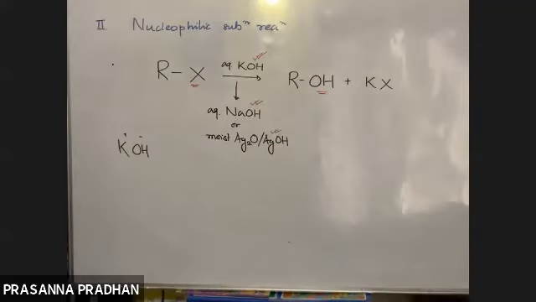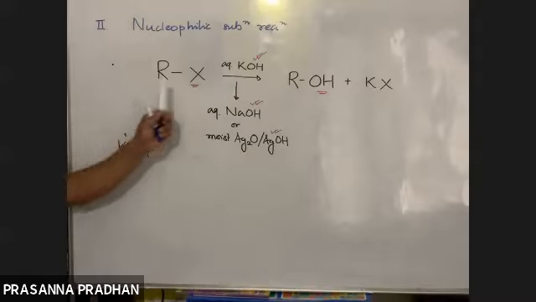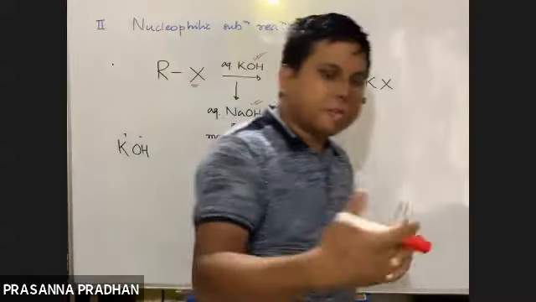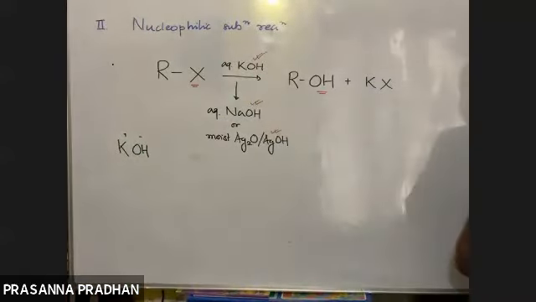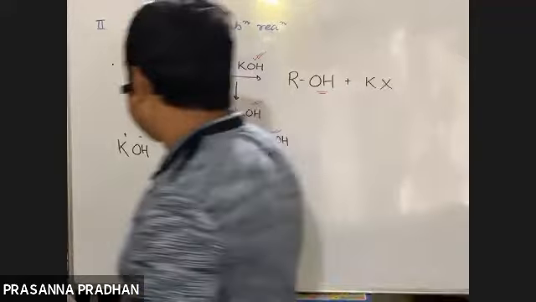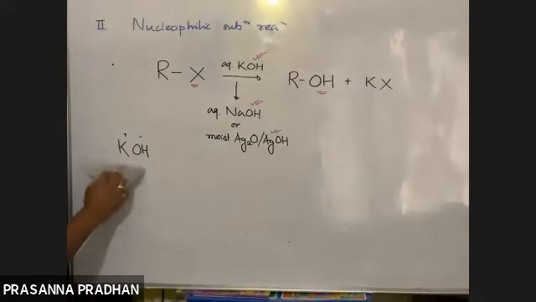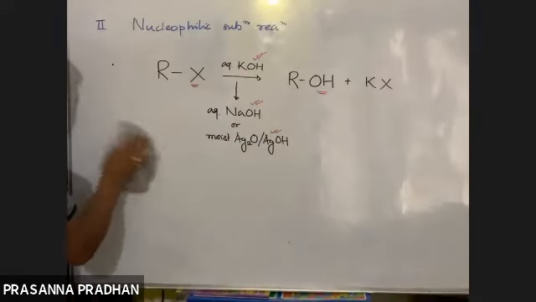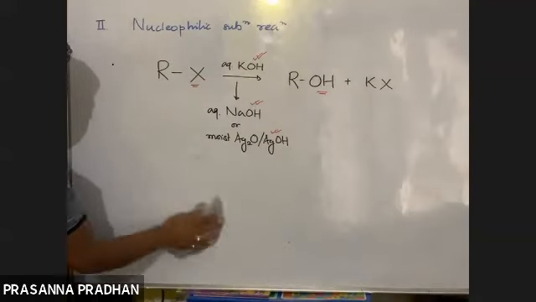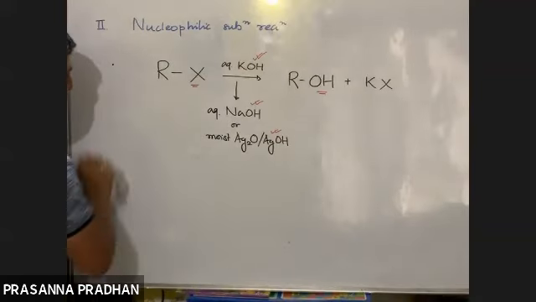That means what are we doing out here? We are converting alkyl halide to alcohol. The reverse we have done in the preparation. We can easily convert alcohol to alkyl halides, but here we are doing the reverse thing. So this comes under the category of nucleophilic substitution reaction. And what is the nucleophilic part out here? The OH negative is the nucleophile.